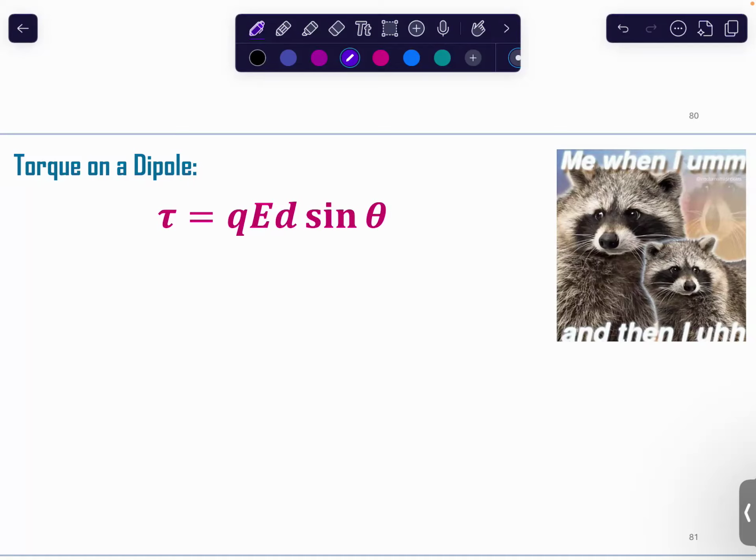So when we're going through these, yes, I'm going to derive things. I'm going to show you where they come from. But if you haven't caught on by now, I always start with the actual theorem. This is what I start with. You can use this to solve problems and plug in some numbers. So we see that the torque due to a dipole is charge times the electric field times the distance apart of the two charges, sine of theta. So let's think about this.